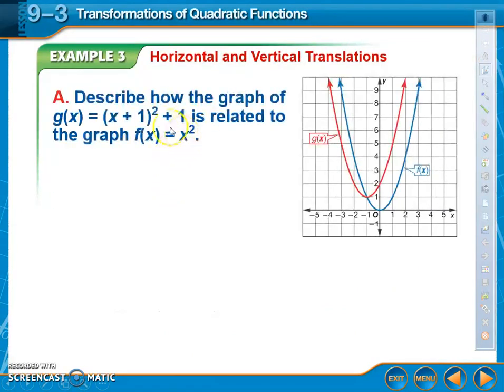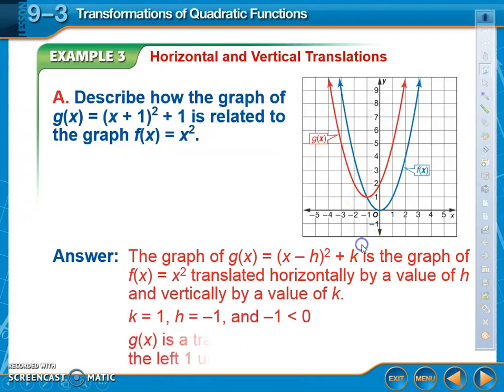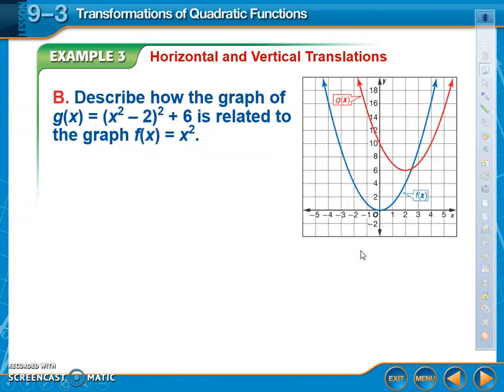Sorry, catching up. Describe how this graph is related to the parent function. Well, it's to the left one and it's up one. That's as easy as can be. To the left one, up one. All right? So it is translated there.